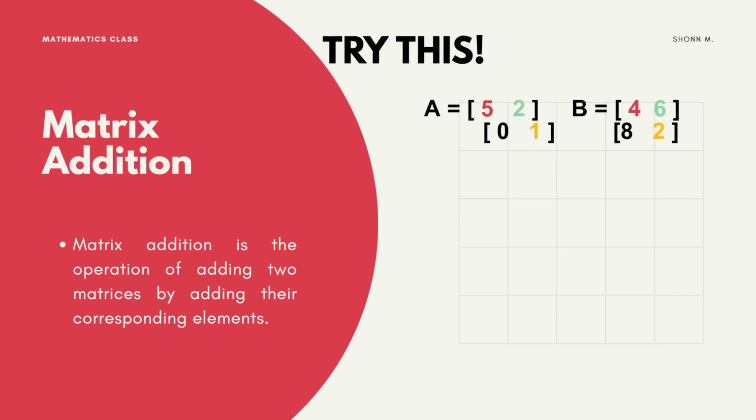We have matrices A and B again, but with different elements. For A, we have 5, 2, 0, and 1. And for B, we have 4, 6, 8, and 2. So you can pause the video if you want and come back later afterwards.